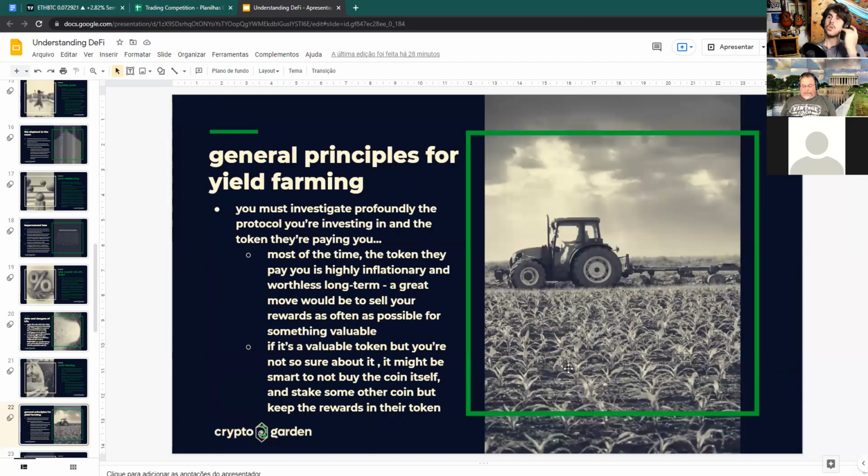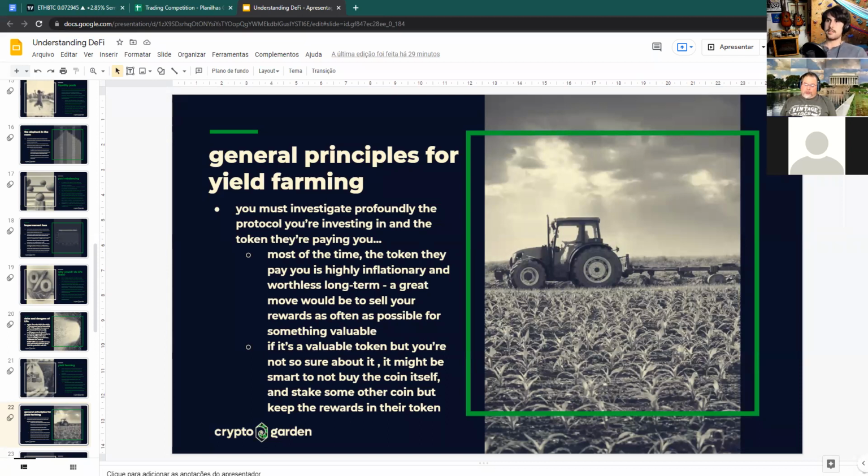Okay. So let's talk a little bit now about general principles for yield farming, which I think are very, very important when you're doing yield farming, and especially if you want to adventure yourself into those degen farms. Okay, so first you must investigate profoundly the protocol you're investing in and the token they're paying you in. So in most protocols, if you invest, say, USDT, it won't pay you back in USDT, right? It will pay you back in some sort of token that they created.